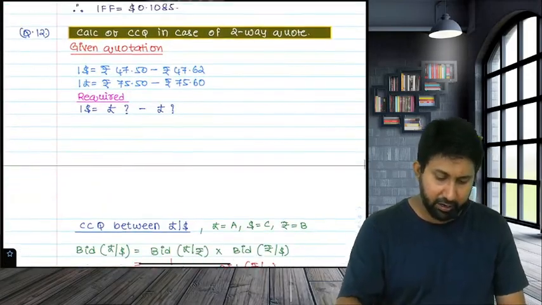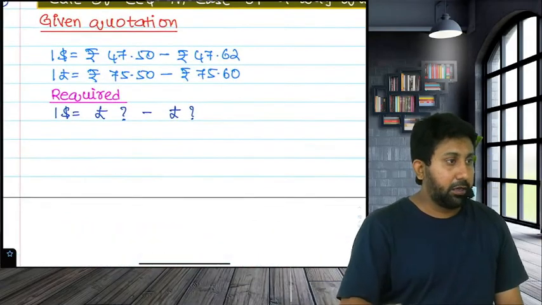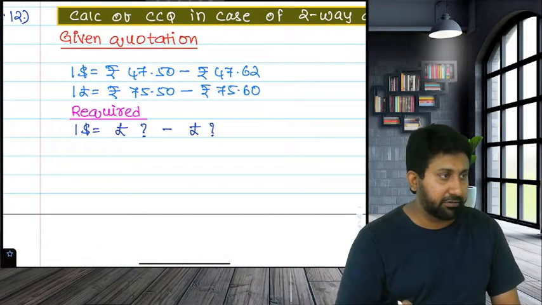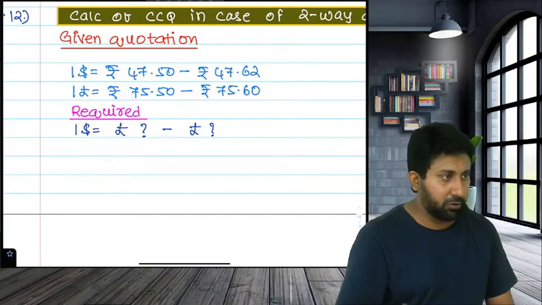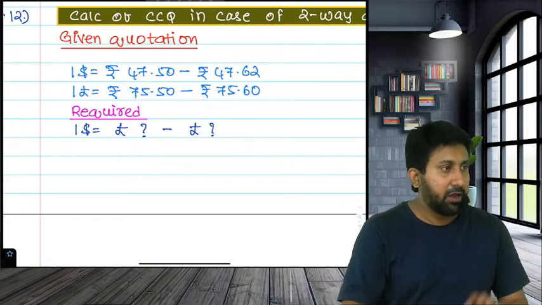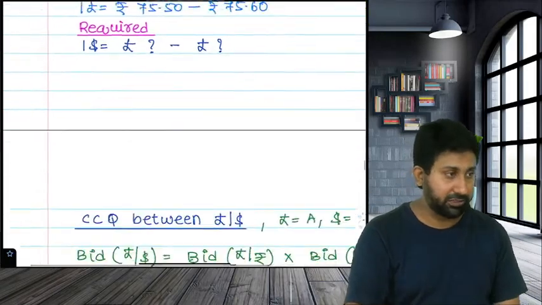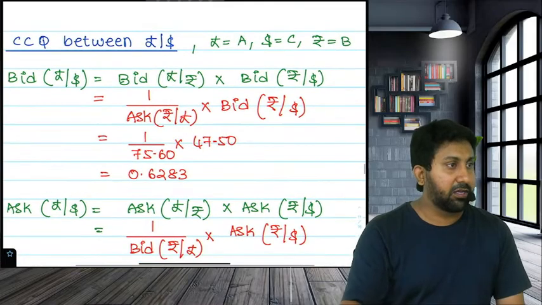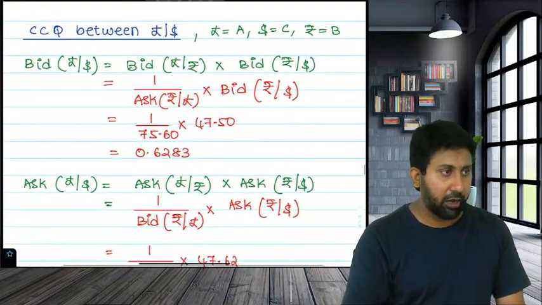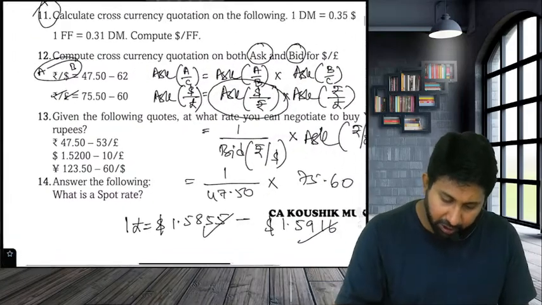Question number 12. First I will show you the answer how I have given. See here. Given quotation, $1 equal to 47.50 dash 47.62. 1 pound equal to rupees 75.5 dash 75.60. We require $1 equal to bid how many pounds, ask how many pounds. Cross currency between pound by dollar.